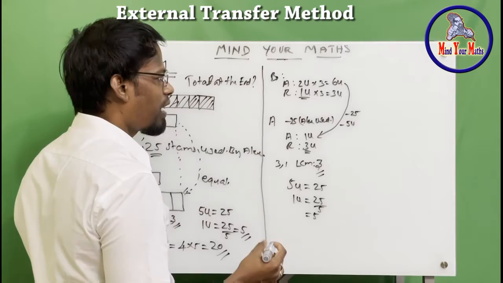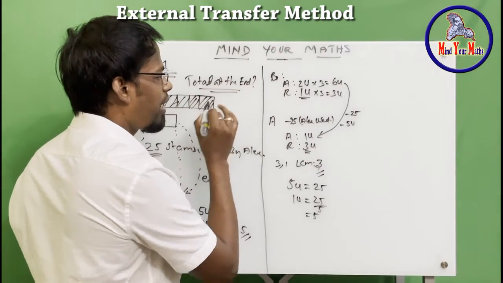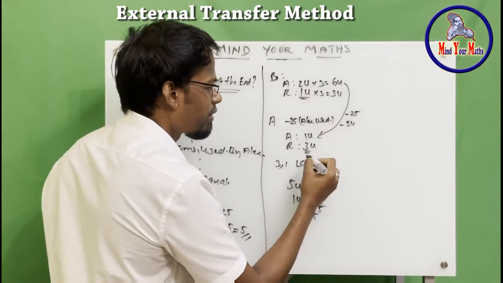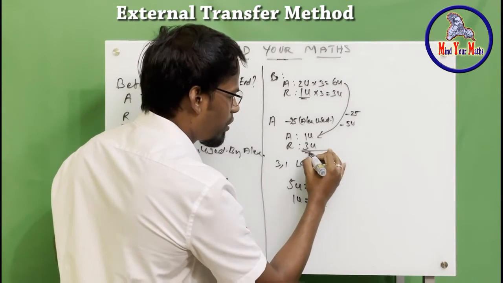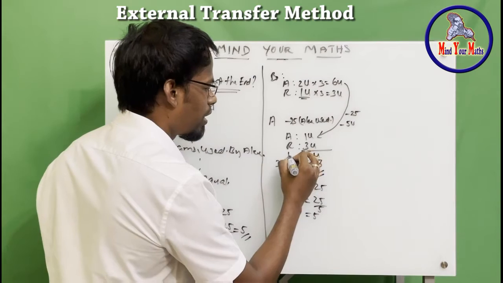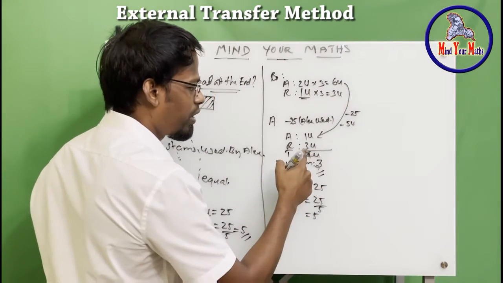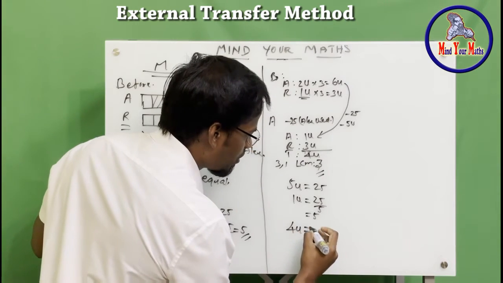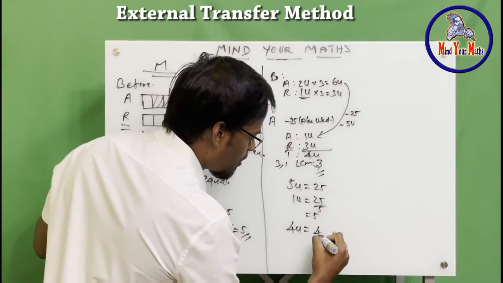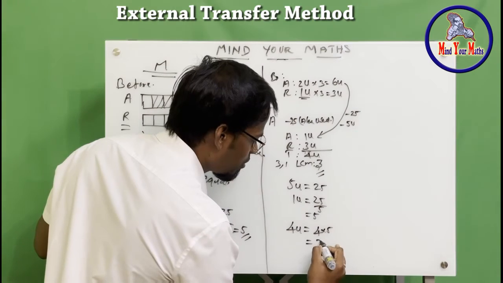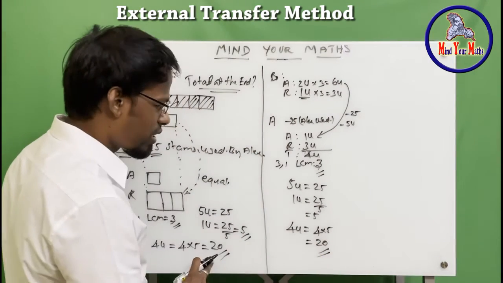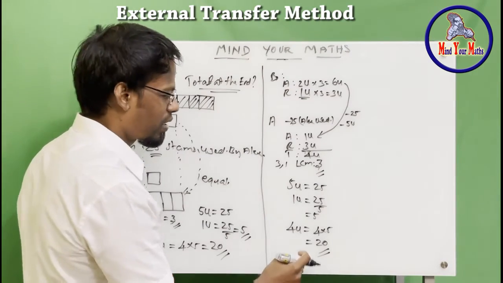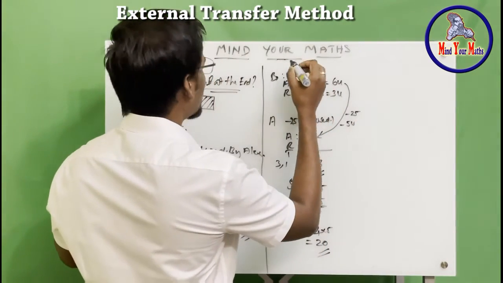But what do we need to find? The total at the end. We just need to add these two together, which is 4 units. That's what we need to find. So 4 units is equal to 4 times 5, which equals 20. Wow, we got the same answer! Okay, so now I will show you, this one is what?